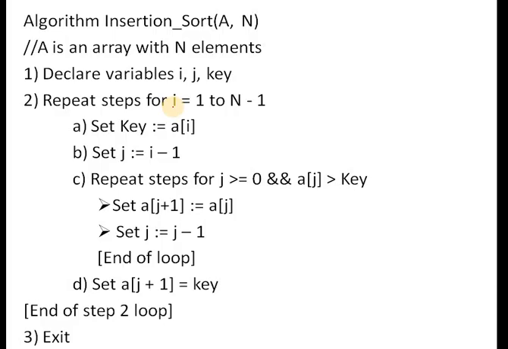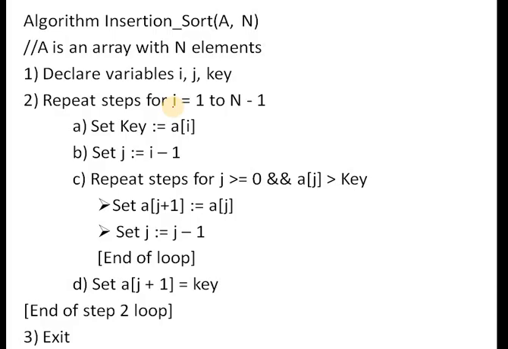So j is a counter variable or iteration variable that is used for the sorted sublist, and i is a counter variable that is used to traverse all the elements in the unsorted list. Okay, and key is the picked element, so which item we are going to compare. That is the key item.